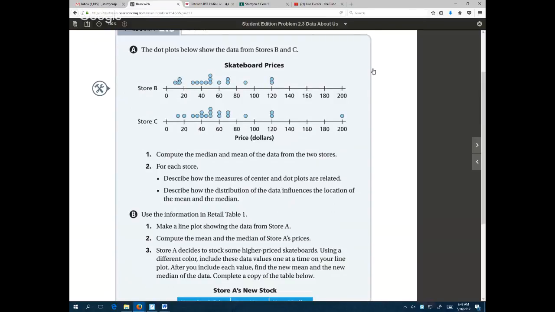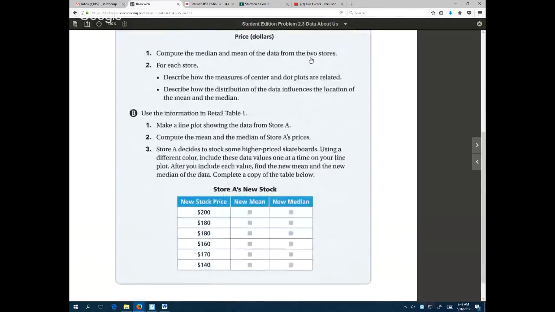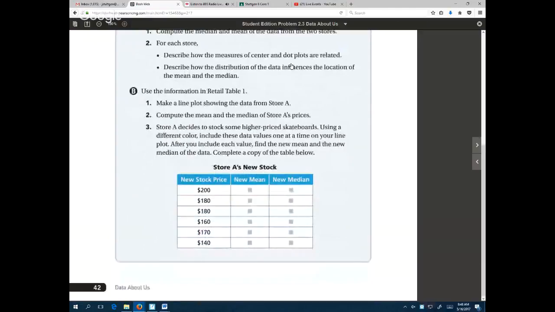Here's how it's going to change them. That's what this bottom table is for. They're going to add a new price into the mix. All these prices are going to stay the same in store A, but now they're going to add, for the first one, a $200 skateboard. If you're adding a much more expensive skateboard, you're going to have to find out what's going to happen to the mean and median. And I'll tell you right now, one might change more than the other.